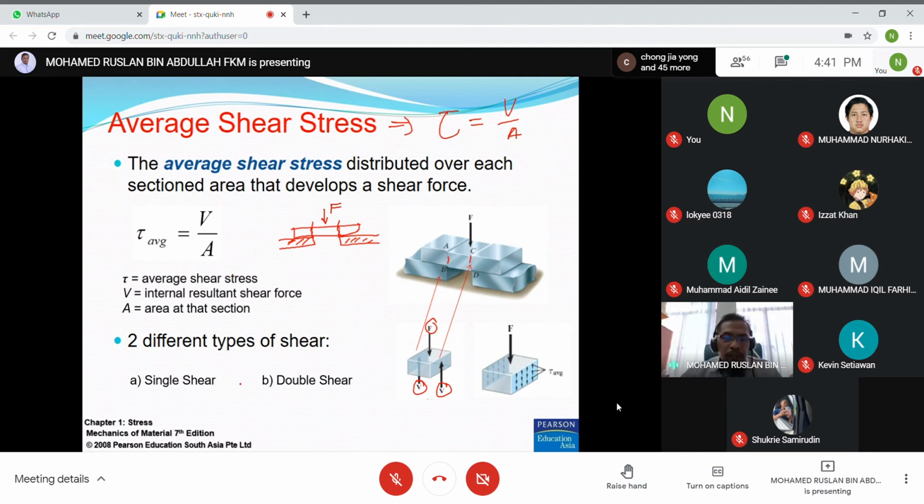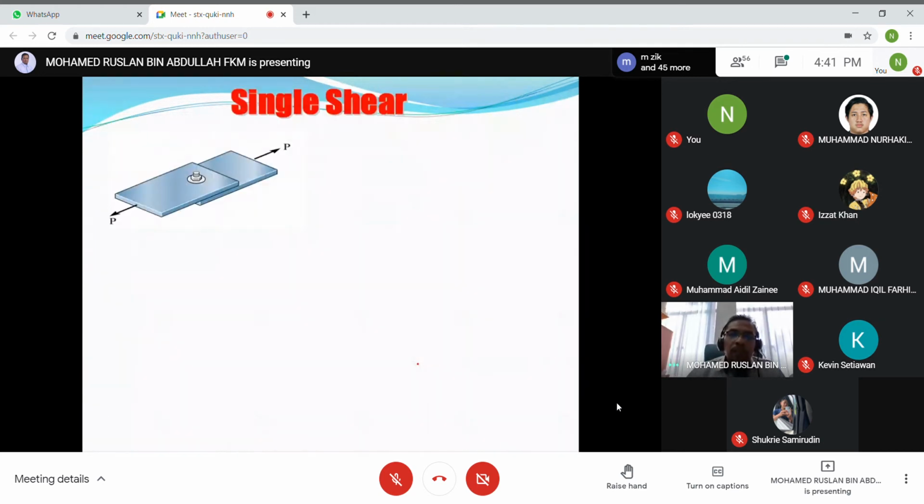So we have two different types of shear, single shear and double shear. So what is the single shear? This is the single shear. Just to make it simple, we have two plates, plate number 1 and plate number 2. Between these two plates, we join with, what is this?